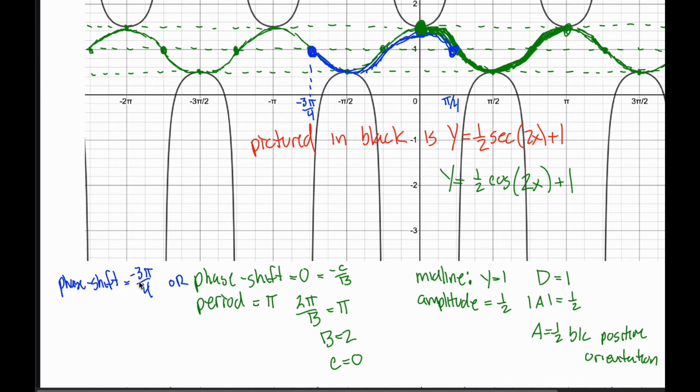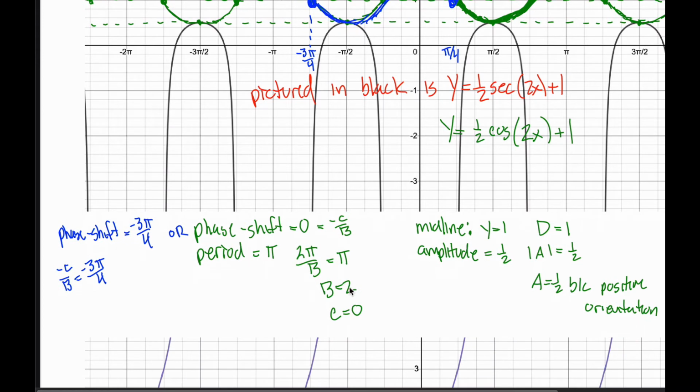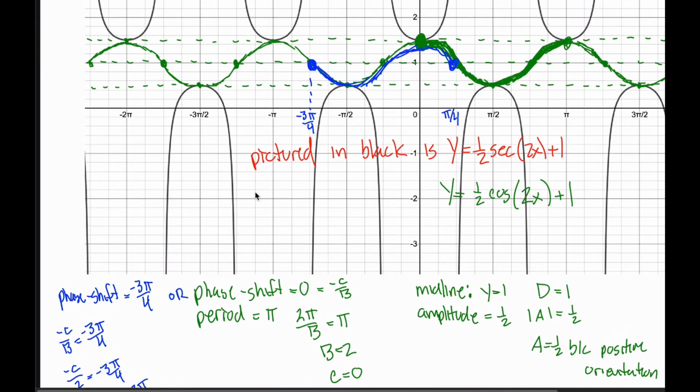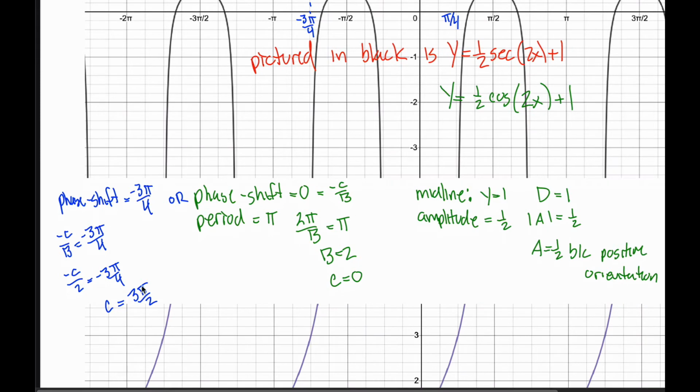If my phase shift were negative 3 pi over 4, I'd have to do a little bit more work to figure out c. I'd say negative c divided by b equals negative 3 pi over 4. And I already know that b is equal to 2. I got that from the period. So negative c over 2 equals negative 3 pi over 4. And if I multiply both sides of this equation by negative 2, I get that c is equal to positive 3 pi over 2.